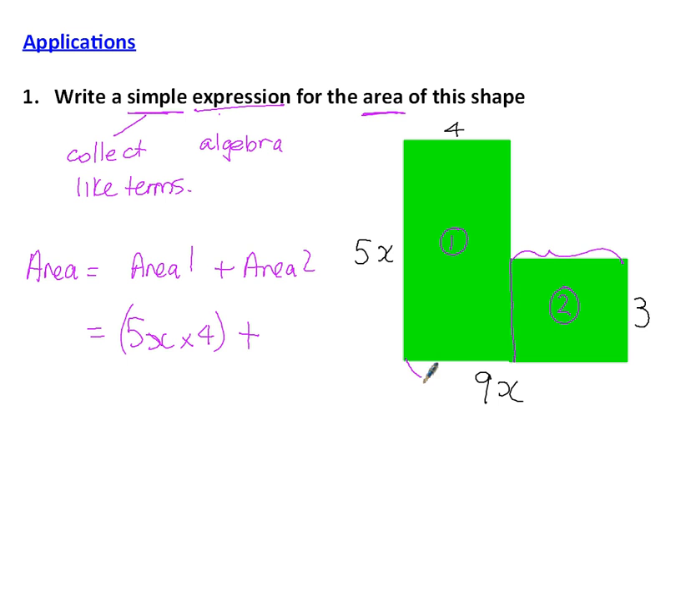Well, if this whole length here is 9x, all the way along here is 9x, and this length along here is 4, then what's this little bit remaining here? Well, we're going to find the difference between those two. So this little bit here is going to be 9x take away 4. So if we come over here, we have our length times our width. So we've got 3 times 9x minus 4. Here's our expression. We're going to go and simplify it.